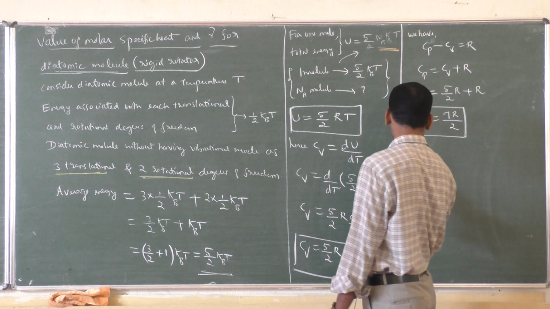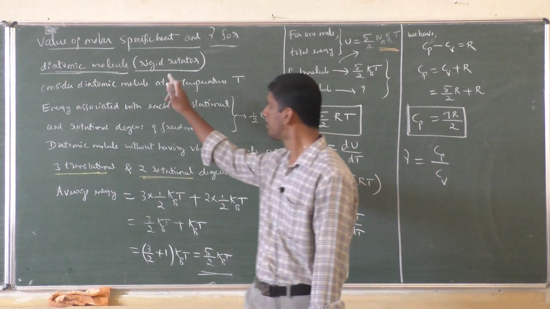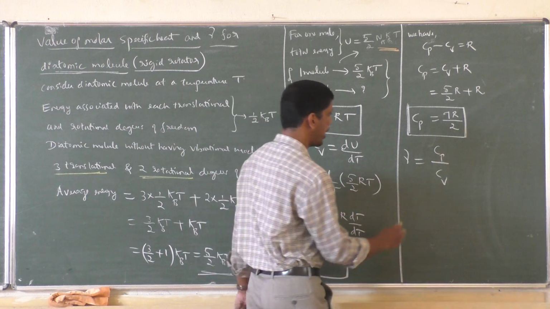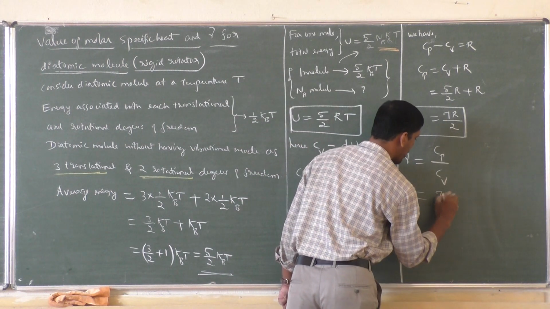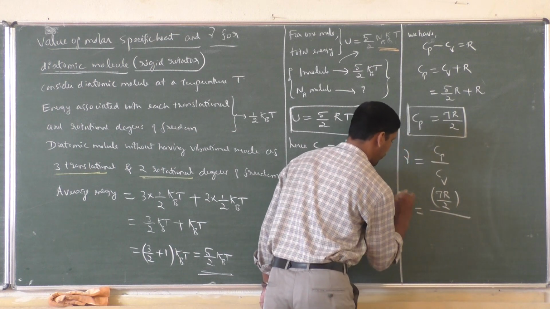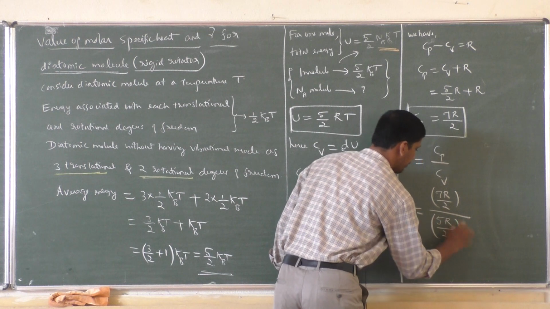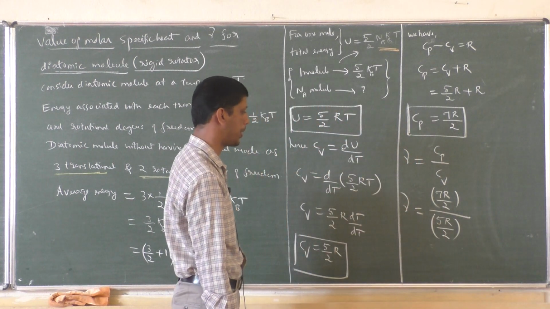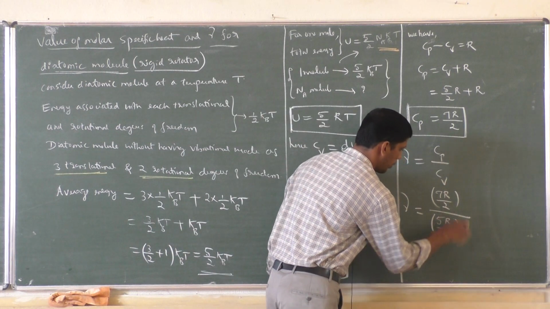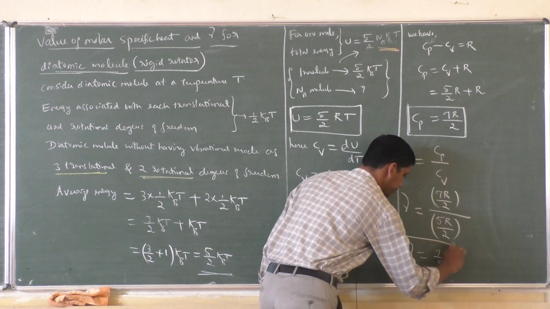And hence, what is the formula for gamma now? Gamma is equal to Cp by Cv, the ratio of the specific heats. So Cp by Cv should be equal to the Cp value 7 R by 2, the full term divided by Cv, 5 R by 2. So 7 R by 2 divided by 5 R by 2. On solving this, the 2 gets cancelled, R gets cancelled, so therefore 7 by 5 should be equal to gamma.